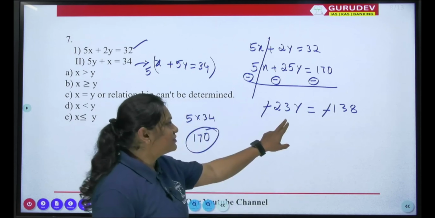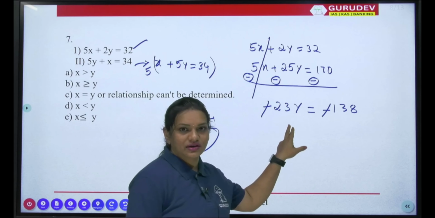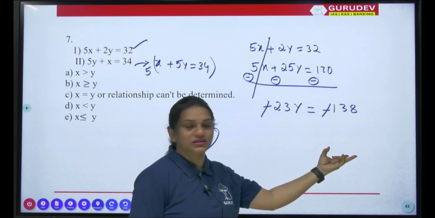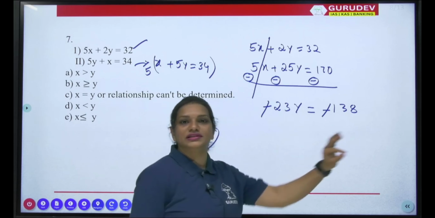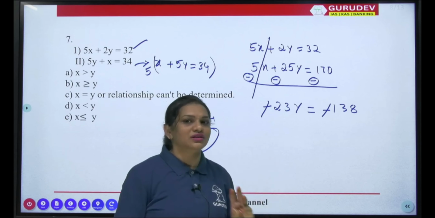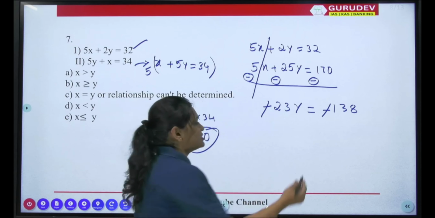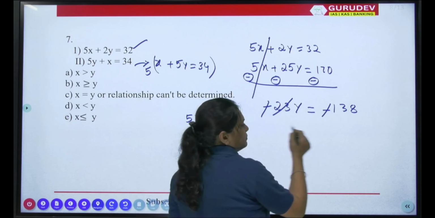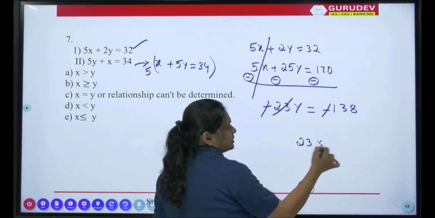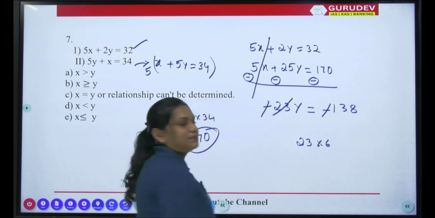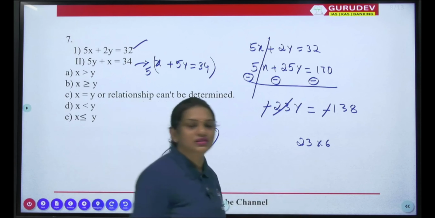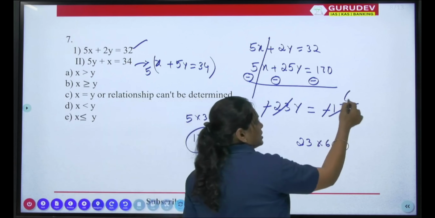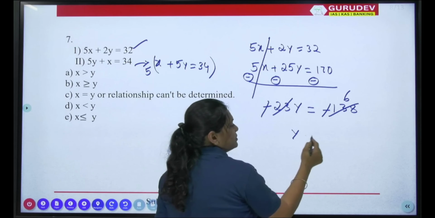When I observe here further, since it is 23, what can be multiplied by 23 such that I'll get the unit digit as 8? It is possible with only 3, 6 threes are 18, right? So just check here. 23 times 6. If I take 23 times 6 here, how much is it? 120 plus 18, which will be 138, right? So it is 6 times. So finally y value will be 6 here.